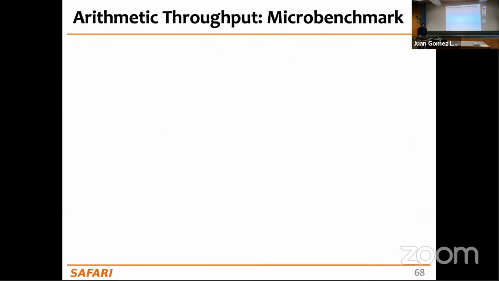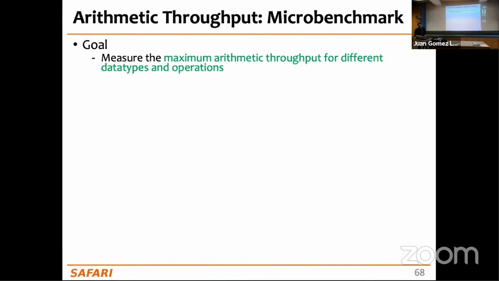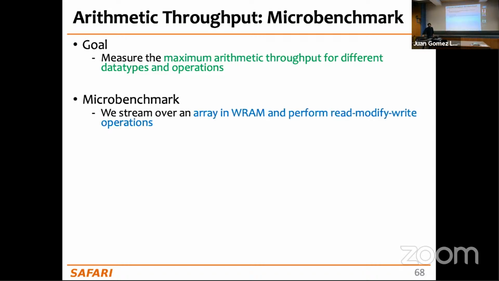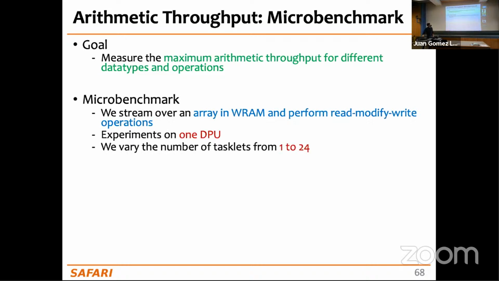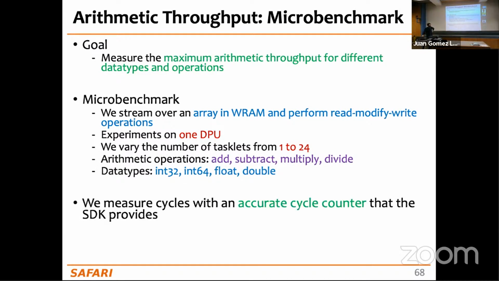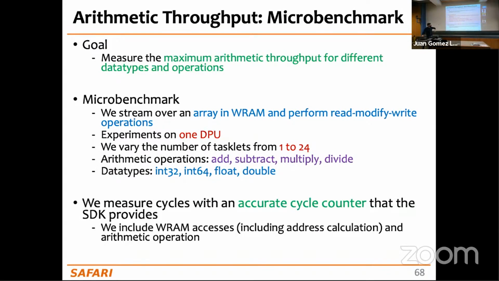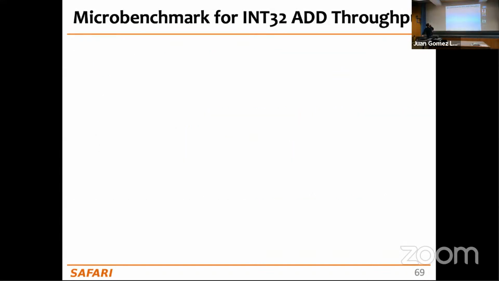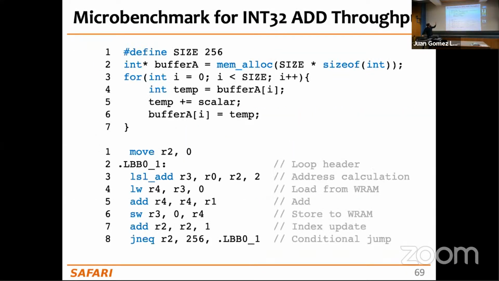Okay, so now that we know more or less how this fine-grained multithreaded pipeline works, we are going to analyze it in a little bit of detail. To do that, we created a microbenchmark. In this microbenchmark, we analyze the arithmetic throughput for different operations and data types. We stick to a single DPU. The reason is that we have multiple DPUs in the system, but they all work the same way. And we use a cycle counter to perform our measurements. This is the microbenchmark. Actually, as you can see, it's pretty simple.